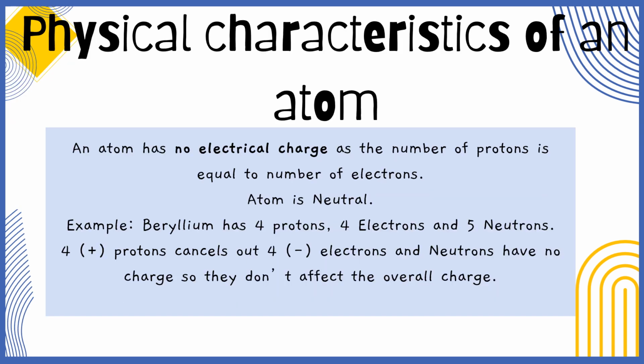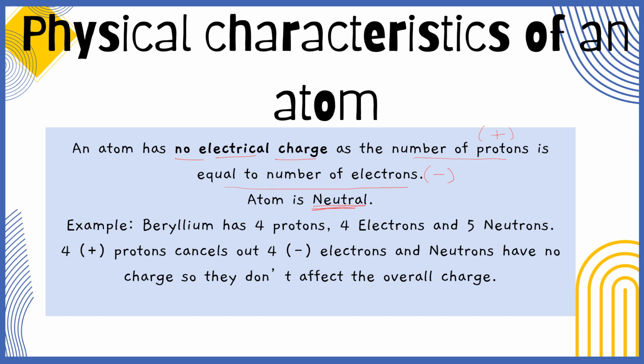Since we now know what an atom consists of, we can tell the physical properties of an atom. An atom has no electrical charge. It means that the atom is neutral. Why? Because the number of protons is equal to the number of electrons. Protons are positive and electrons are negative. So basically, positive charge is cancelling out the effect of negative charge. Hence, the atom is neutral.